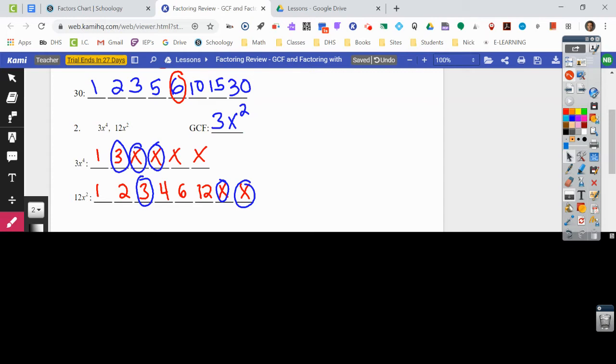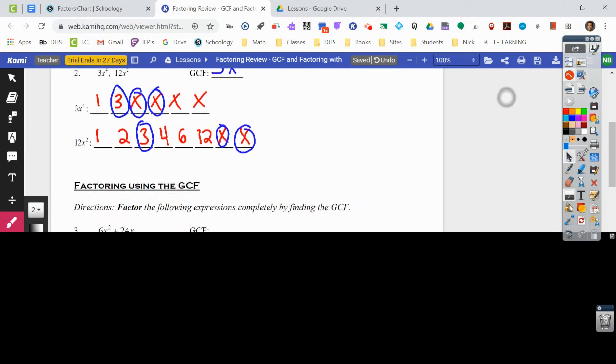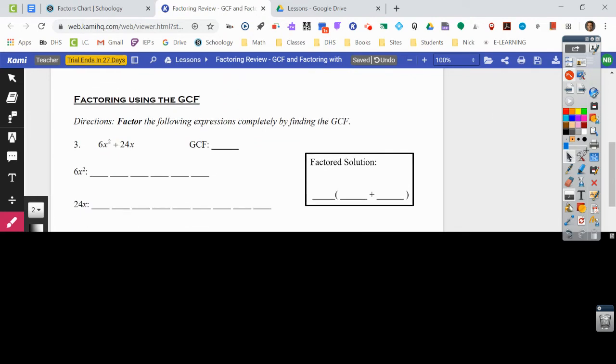Awesome. All right. So we found the GCF. Now we're going to actually do some factoring. All right, so now we're going to factor using the GCF. Remember, this idea of factoring is going to be kind of a reverse or inverse of distributing. But first we always have to start by finding the GCF.